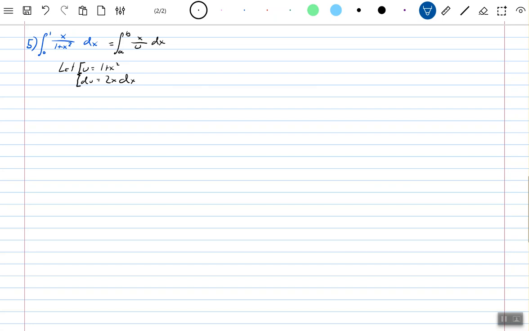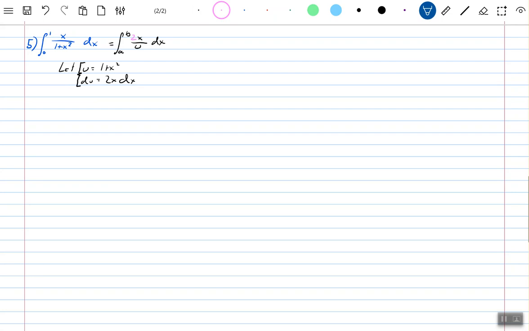We want to integrate with respect to u, but we're integrating with respect to x in this problem. So we need to figure out a way to get this du in there. Well, du is equal to 2x dx, right? And we already have an x and dx in there. So what I want to do is stick a 2 right in there. Now I have a 2x dx, and that's my du.